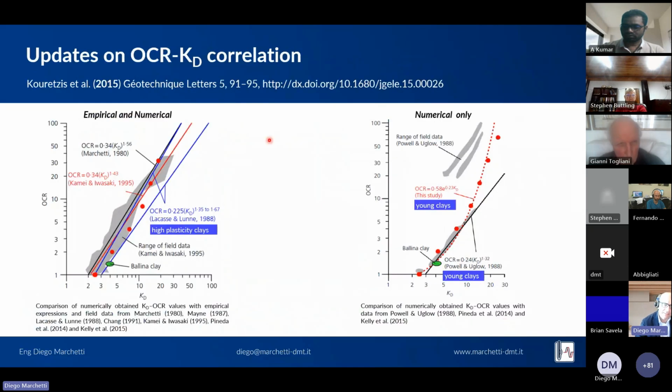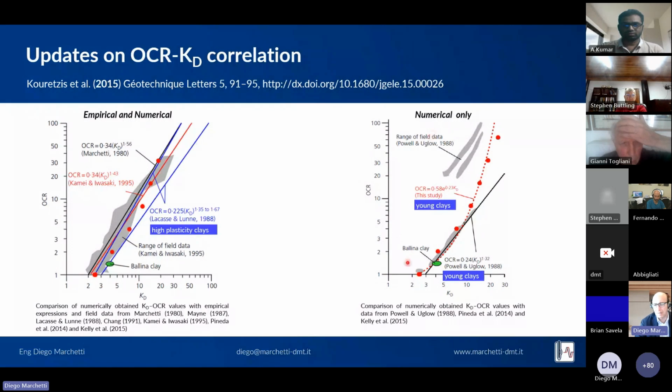Now, Kuretsis et al. published a paper in 2015 with a nice collection of the correlations proposed by Marchetti, which is the black one, and additional curves published by other authors, showing that in some soils, like high plasticity clays, the correlation with KD could be modified to obtain better results.